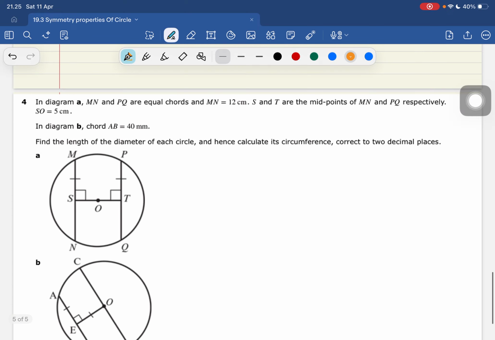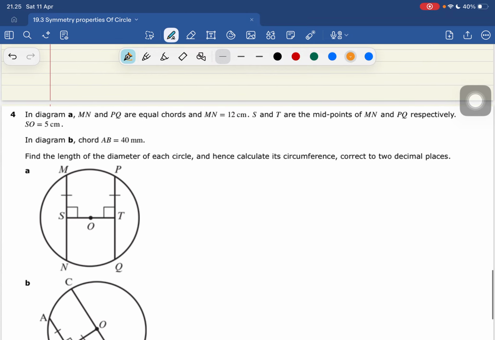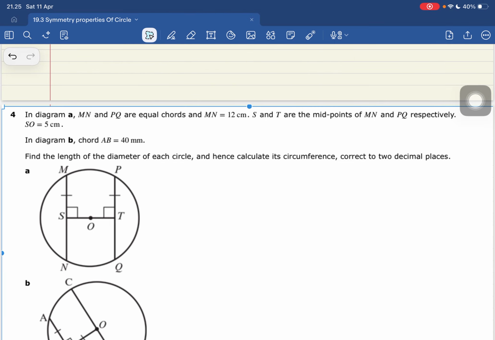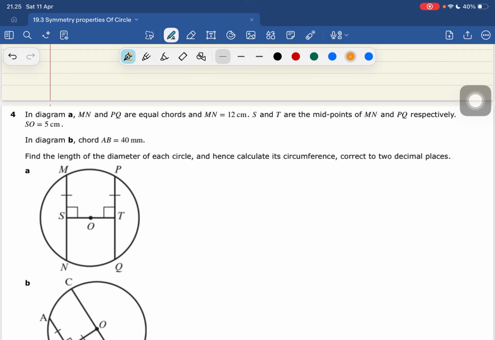Okay, here is the last question. In diagram A, MN and PQ are equal chords. MN is 12, so it's going to be 6, also 6, 6, and 6. S and T are midpoints. Okay, so SO is 5.